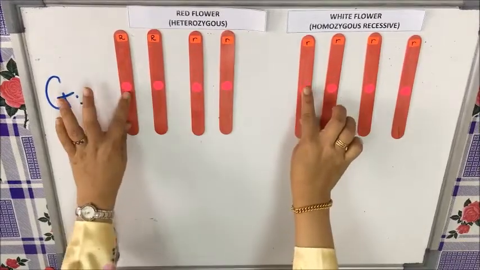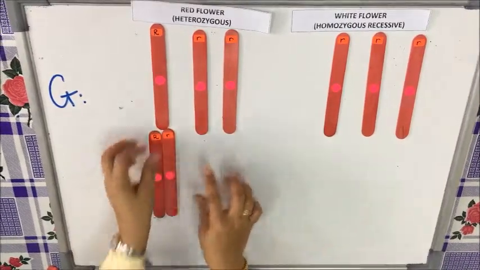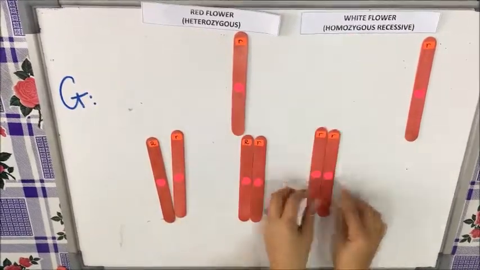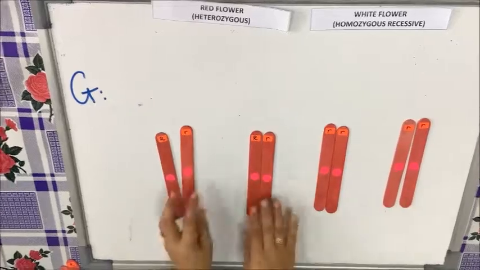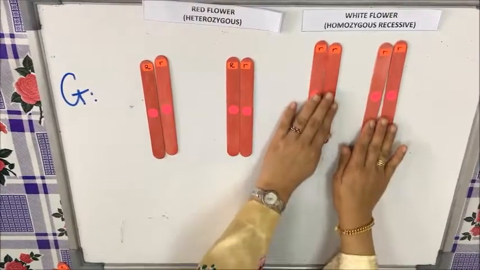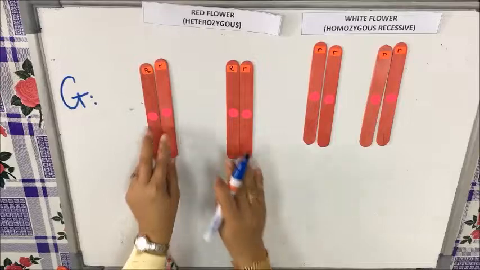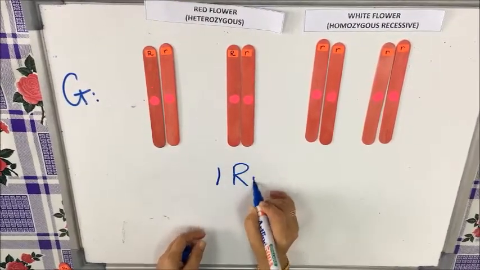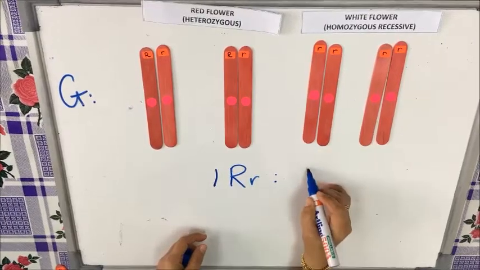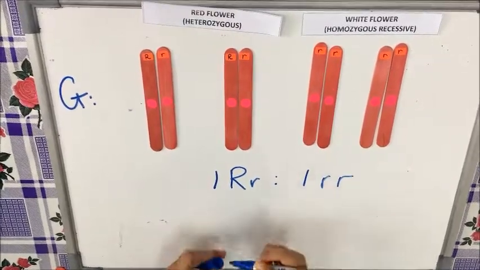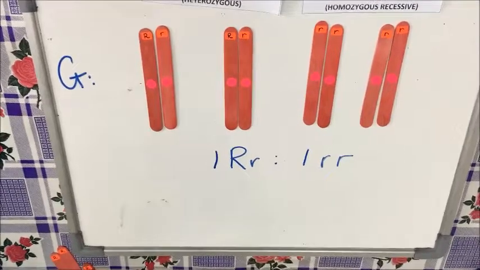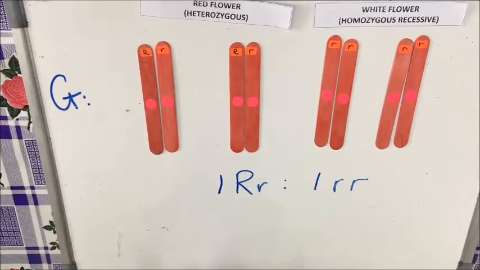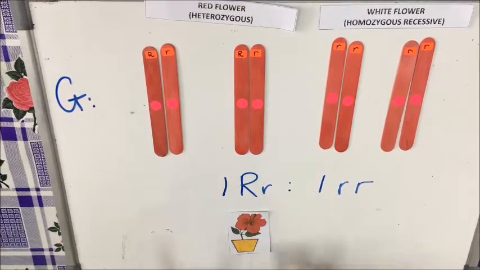Fertilization of gametes will produce a genotype ratio of 1 heterozygous and 1 homozygous recessive, and the phenotype ratio is 1 red to 1 white flower.